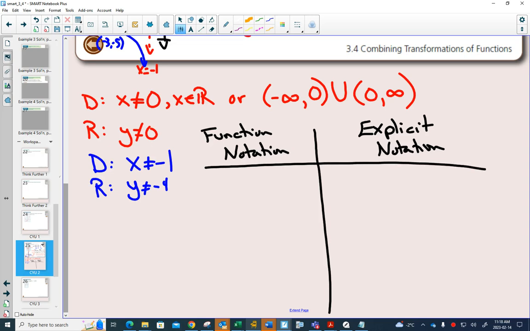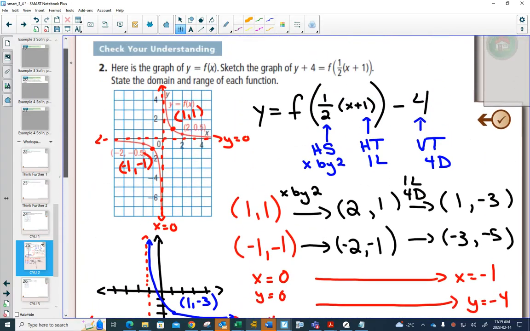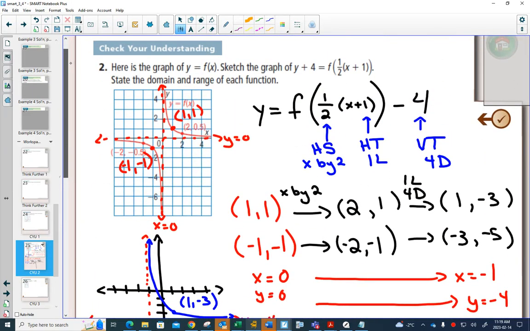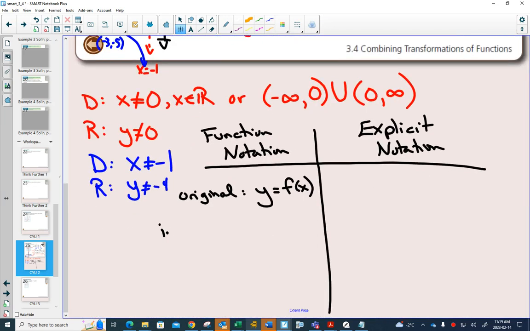When you get a question in function notation, they give you your original like this. Y is some function f of x, and you don't know what it is. That's what we had in this question, right? If we turn up to the beginning, it says, here's the graph of y equals f of x. So this question is in function notation. And then they say, sketch the graph of, so we're making an image graph, and that image graph is in function notation. It was like this. That's the image graph in function notation.